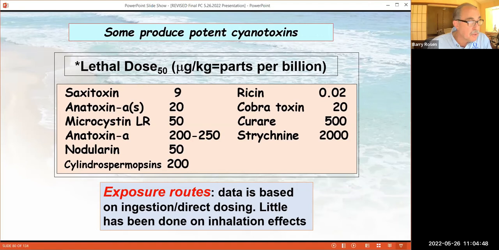Microcystin, the one that we care about the most because it's the most common, at 50 micrograms, is less potent than cobra, but it's more potent than curare and strychnine. And you get my point.